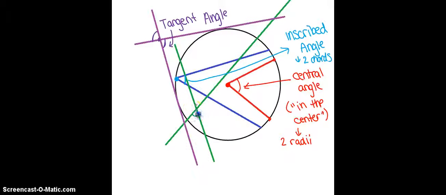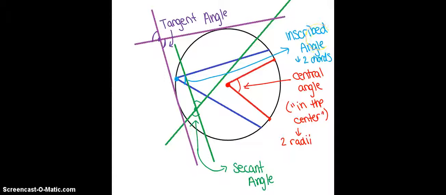Whereas this angle here is constructed from the 2 green lines. Okay, these lines cross through 2 times in the circle. So they're created from 2 secant lines. So this is called a secant angle. Okay, secant angle is made from 2 secant lines. Tangent angle is made from 2 tangent lines. Okay, it makes sense here.